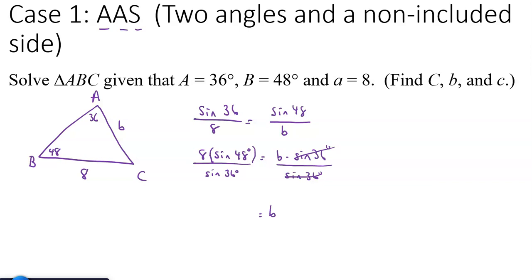All right, I got 10.11. So 10.11 is the length of side B. Now, I can find angle C actually without using any fancy formulas. Just do 180 minus the other 2 angles, because I know that angles A, B, and C have to add up to 180. So the measure of angle C is just 180 minus 36 minus 48. 96 degrees. So clearly my picture is not drawn to scale.